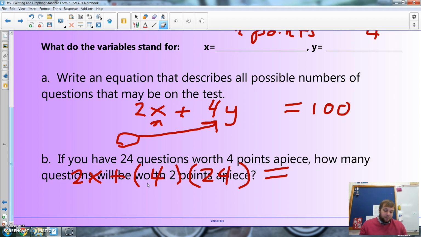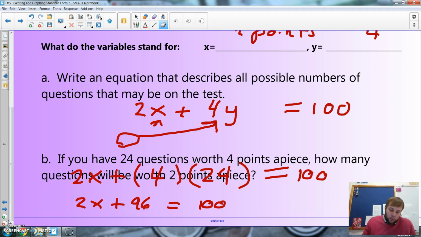Okay. So, multiply this out and we'll figure out what we got for an answer. Okay, so I figured out that 4 times 24 is 96. 4 times 24 is 96. So now I just have to solve for x. So I'm going to subtract 96 from 100.